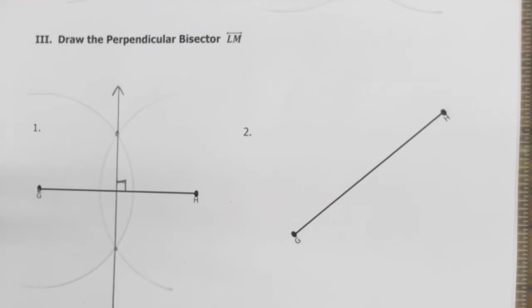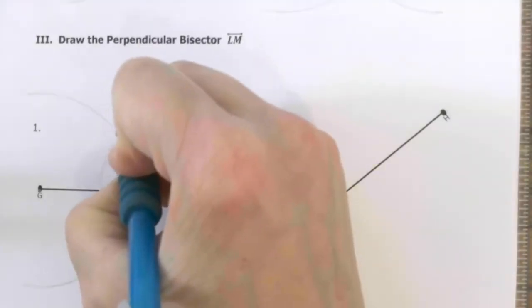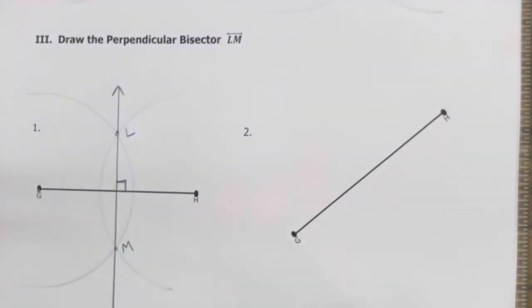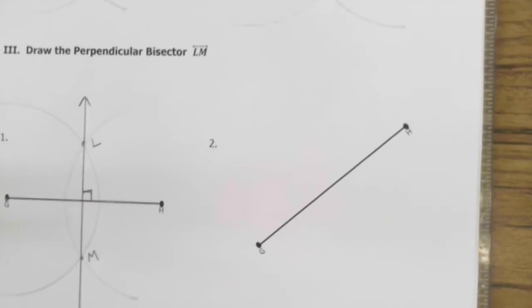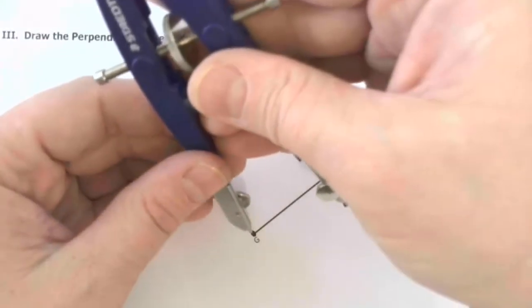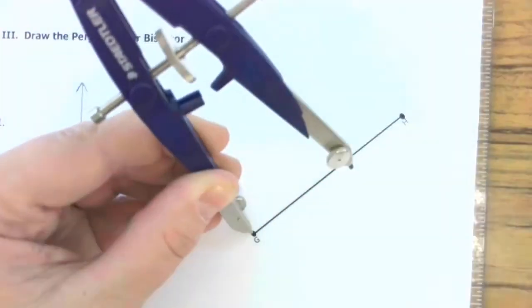So we're supposed to call this line LM. You can label it anywhere you want. I'm just going to go ahead and label the intersections of the arcs LM. Okay, let's do another one. And again, if you are not able to keep up, just pause the video, finish the drawing, and keep going.